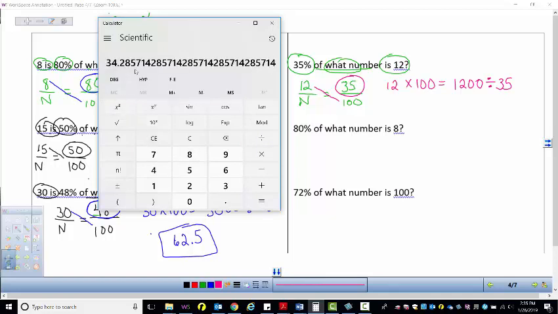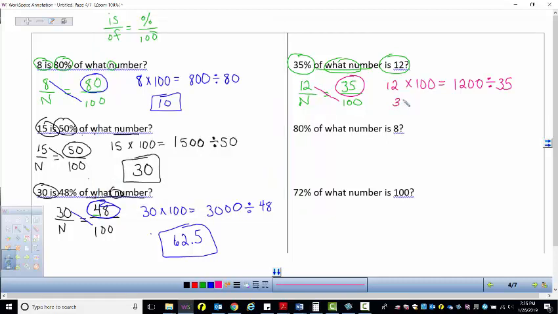Ooh, this one I'm going to round. I'm going to say this one is 34.3. I'm going to change this 2 to 3 because there's an 8 back there. So I'm going to say 34.3.